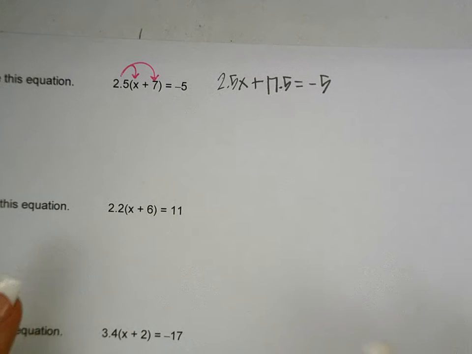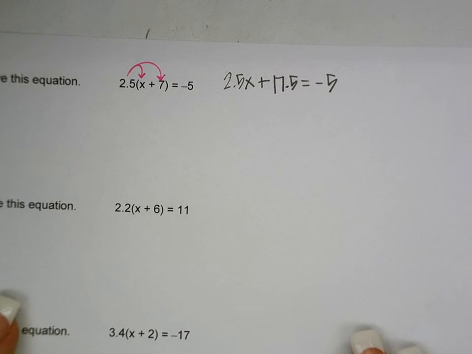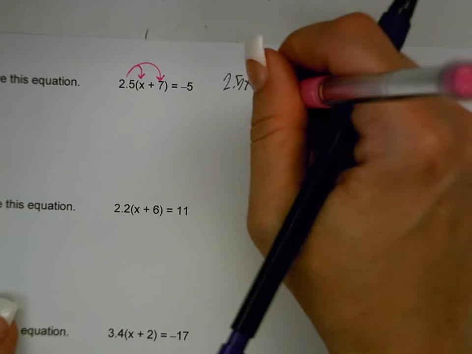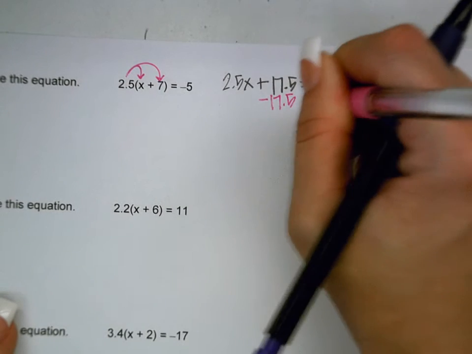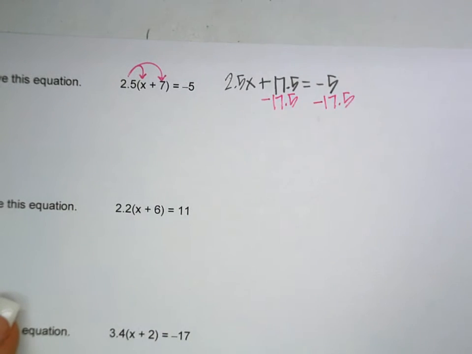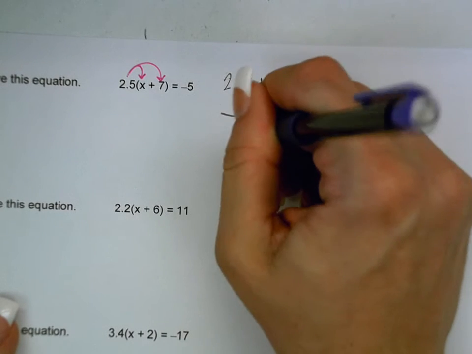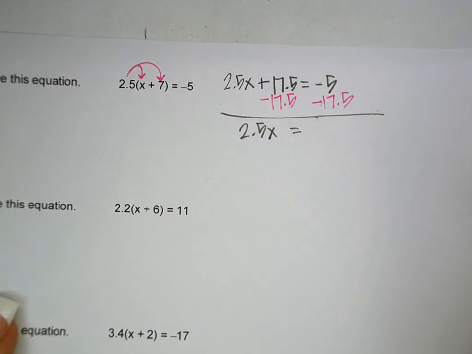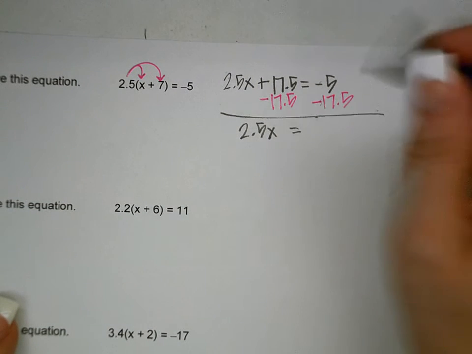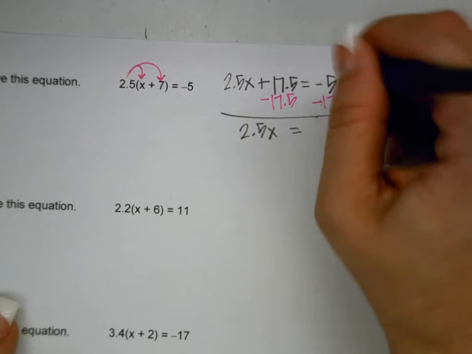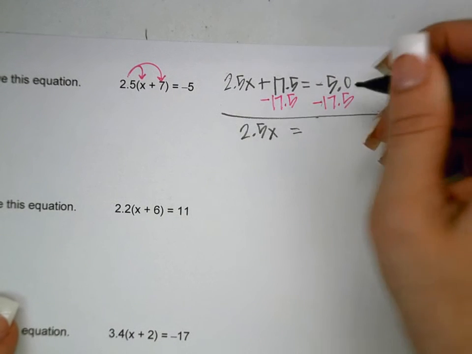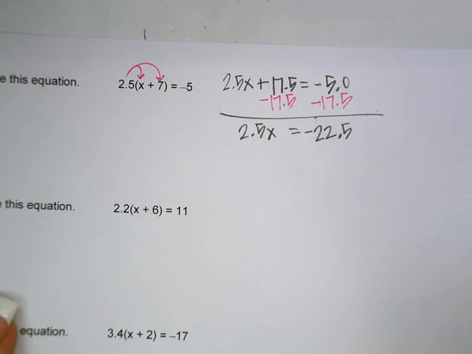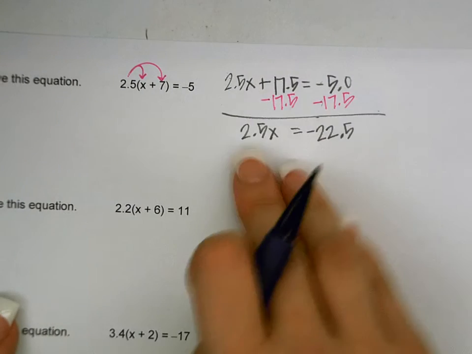What would I move? The 15 or 17. Move the 17.5? Yes. So subtract 17.5 minus 17.5. Okay, so I still have 2.5x equals, what happens if you have the same signs? Add them, keep the sign, make sure that you line up your decimal point if you need to, so there's like a 0.0 here. So add these together. That gives us -22.5.